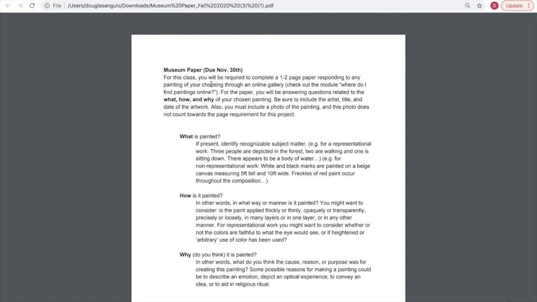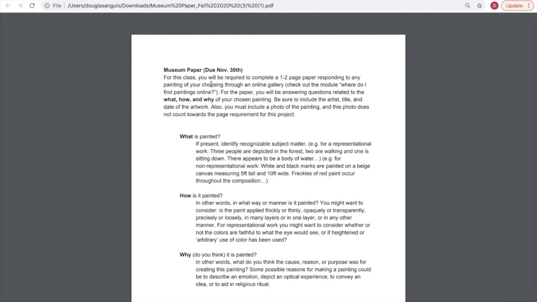Usually we'll go to the museum and take a field trip, but unfortunately, because of the pandemic, we won't be able to do that, so you will be finding an artwork online and writing about that. And then once you've chosen your artwork, you're going to write 1 to 2 pages about it, and you're going to be responding to these 3 questions: the what, how, and why of your chosen painting. And I'll explain that a little bit further in a moment.